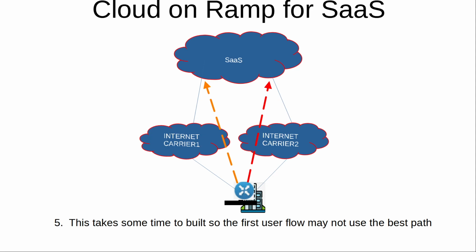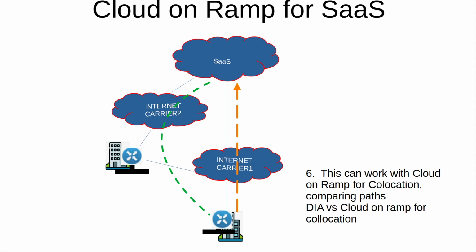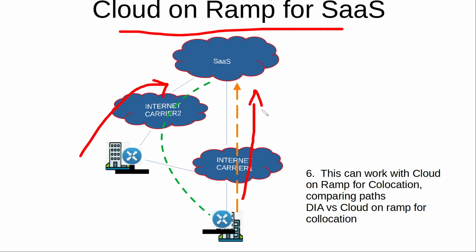You may encounter different scenarios such as this when you're using Cloud on RAM for colocation. In this case, for instance, your Cloud on RAM for colocation is using a different carrier than the one that is used by your branch office. So in this case, Cloud on RAM for SaaS will sense both paths, and it will be able to redirect your user traffic in case that, for instance, the Cloud on RAM for colocation has a better path to reach the SaaS application. That's it.